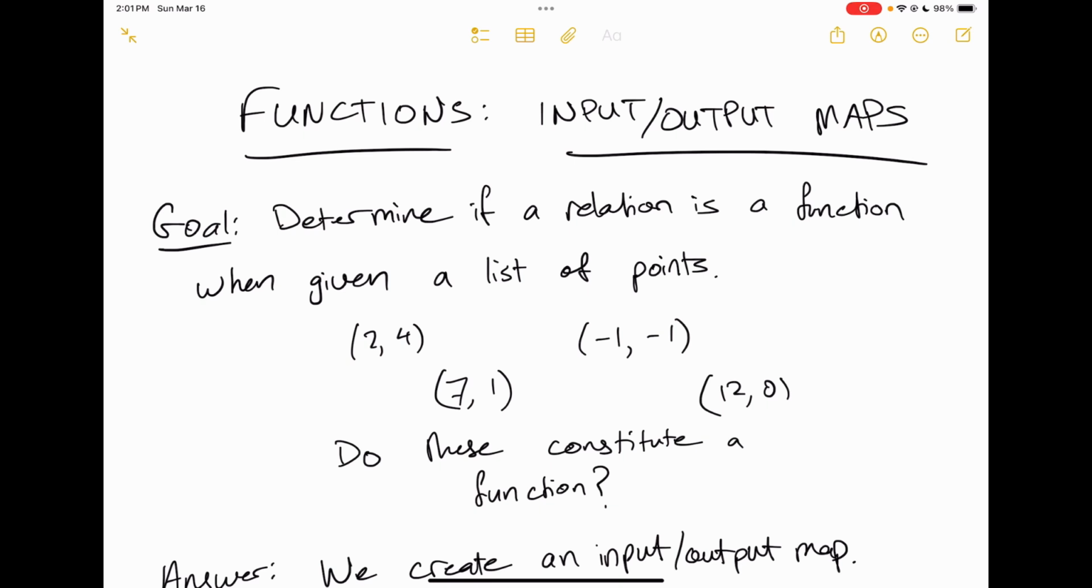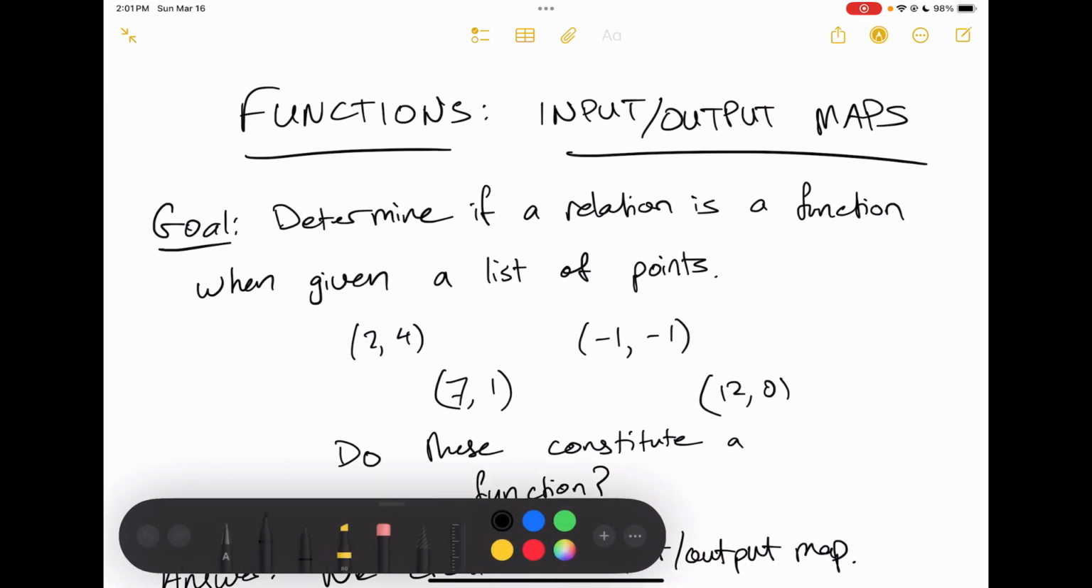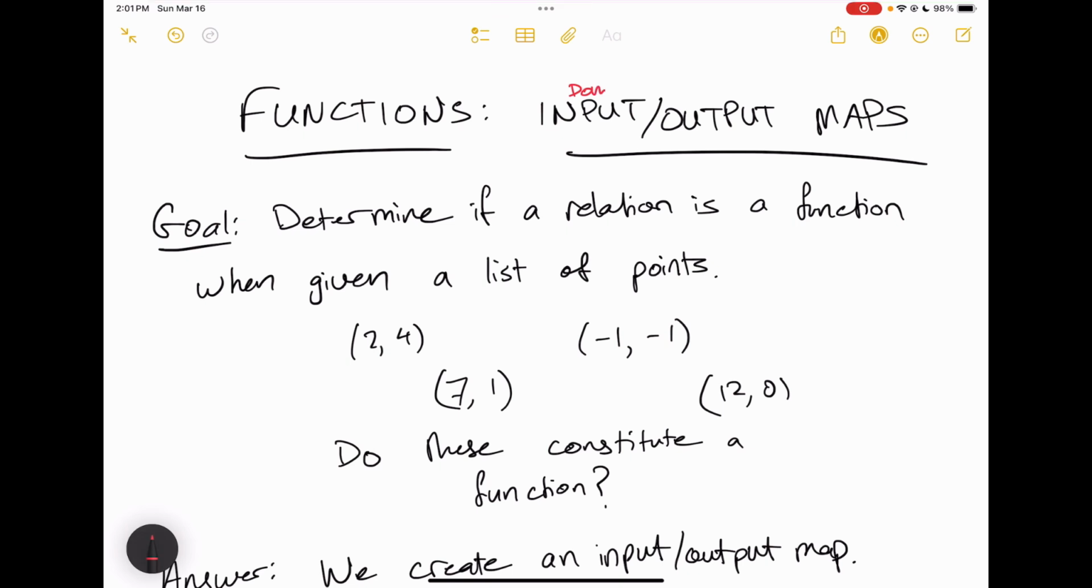Today we continue our lesson into functions, this time talking about something we call input and output maps. Recall that we talked about how inputs are the things we put into the grand machine, and the outputs are the things that come out. We denoted inputs and outputs, the set of them at least, by domain and range.